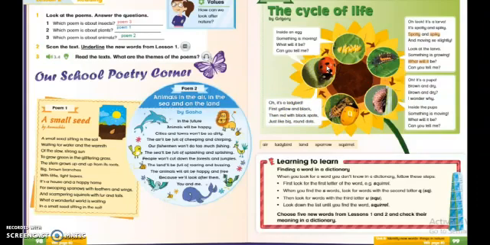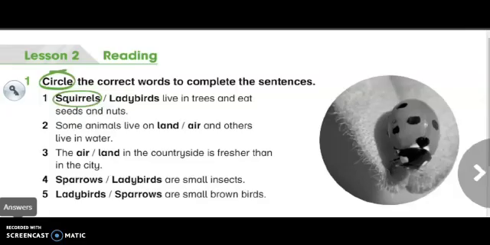Now we have activities in your workbooks. Let us do them. Dear students, please open your workbooks, page 83. Exercise number 1. Circle the correct words to complete the sentences. Number 1. Squirrels or ladybirds live in trees and eat seeds and nuts. Squirrels سناجب أو ladybirds الدعسوقة هي التي تأكل المكسرات وأيضا البذور. Yes, excellent. Which are squirrels.